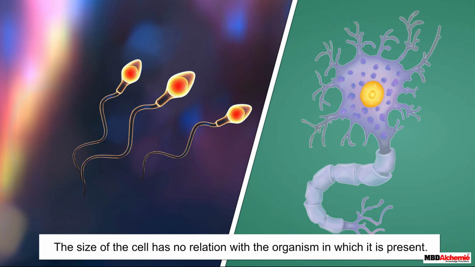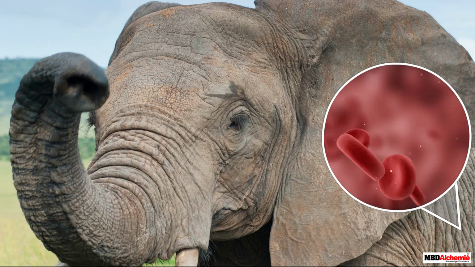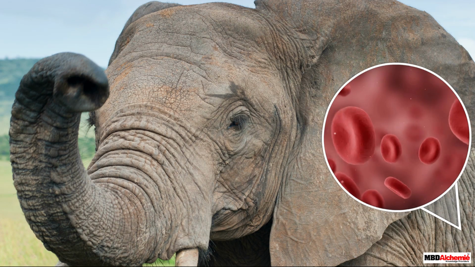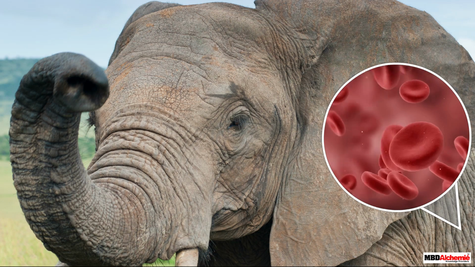However, the size of the cell has no relation with the organism in which it is present. A large organism, such as an elephant, has very small cells too.